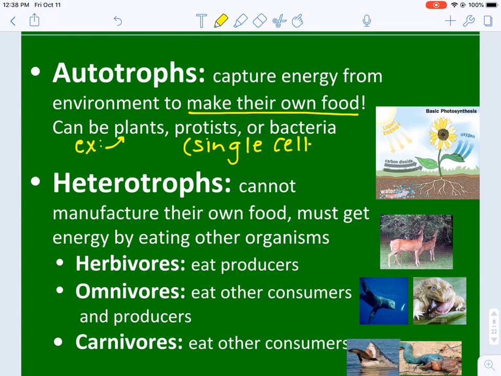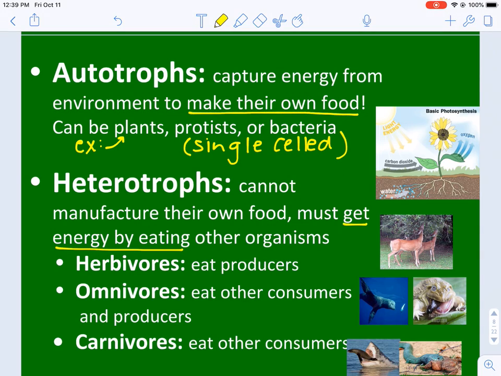Other things though, like protists and bacteria, these are both single-celled things. Very simple living things can also do this, which is pretty cool. Some of the bright colors that you see in the pools of Yellowstone are actually bacteria that are doing photosynthesis, which is pretty cool, or being an autotroph and making their own food. So that's autotrophs. Heterotrophs cannot manufacture their own food, so they get energy by eating or consuming other organisms.